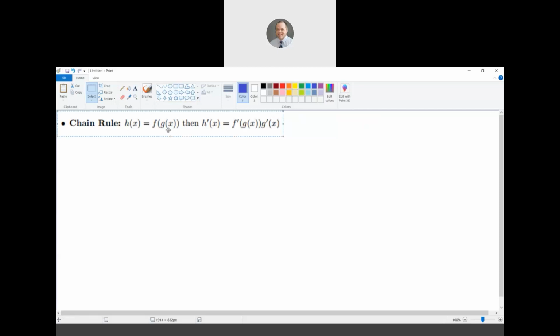Now, this part here means that if you have a function inside of a function, like a composite function, to find the first derivative, you just take the derivative of the outside function. The inside function doesn't change, you just bring it down. And here's the chain part of the chain rule. Whatever your inside function is, your g of x, you take the derivative of that on the outside.